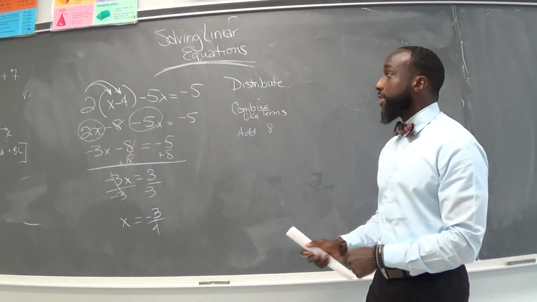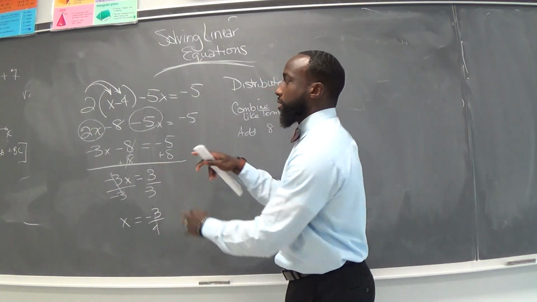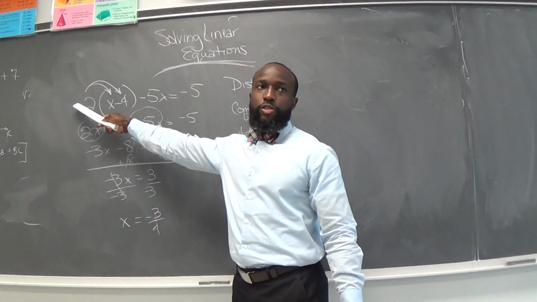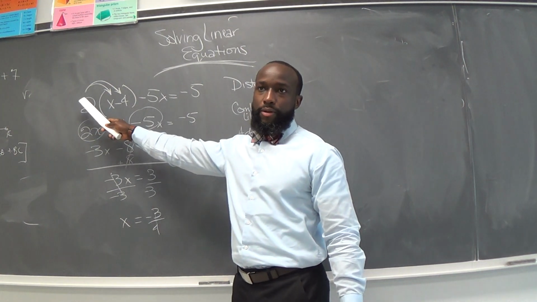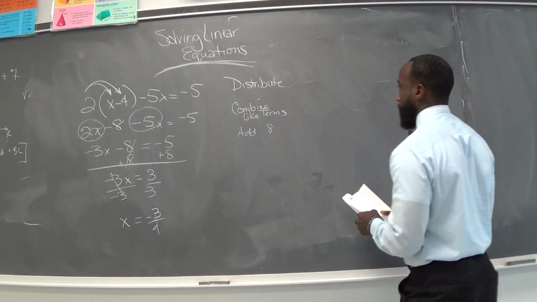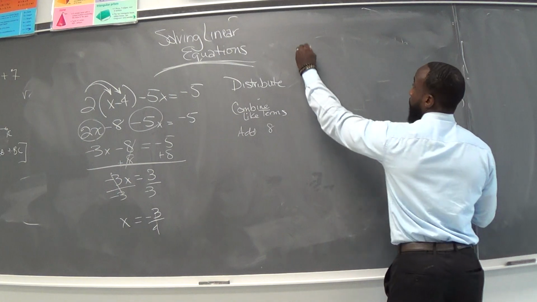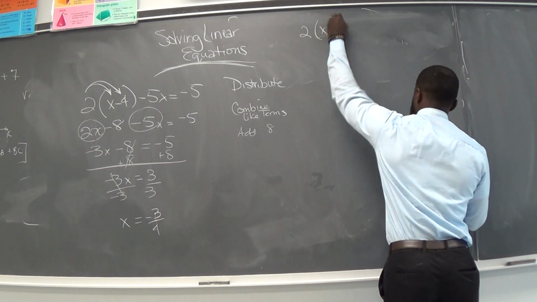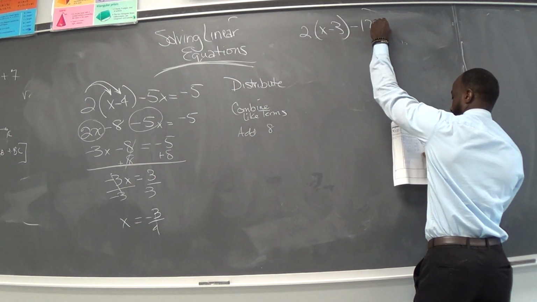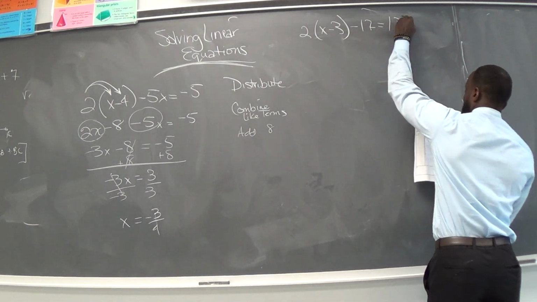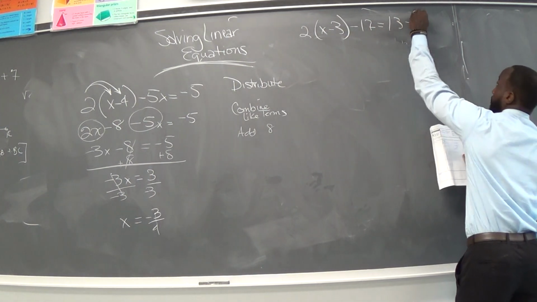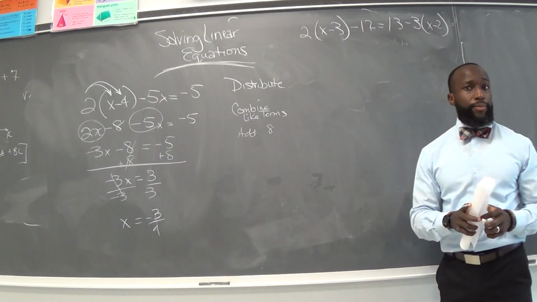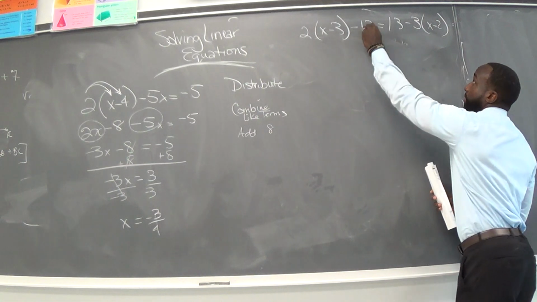Alright, so now this was an easy one, or it was a simple one because this 2 was positive. What happens if that 2 becomes negative? Right, so let's look at one of those problems. So, here we go. What if it says 2 times the quantity of x minus 3 minus 17 equals 13 minus 3 times x minus 2? That's just a super long problem. Yeah, that's a 17.